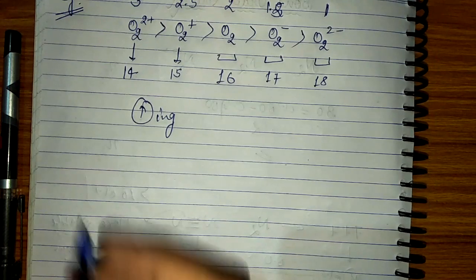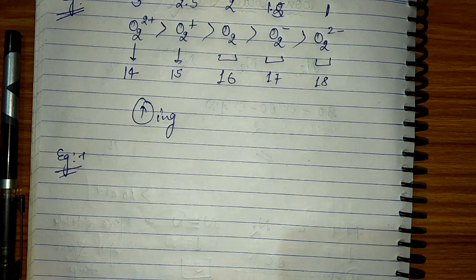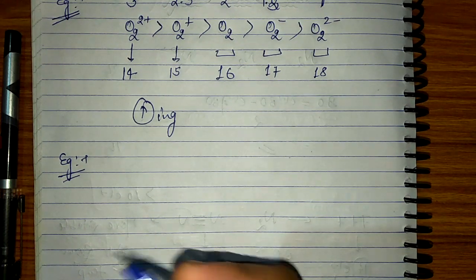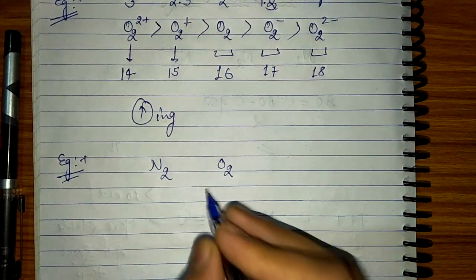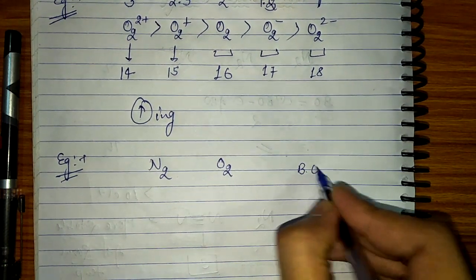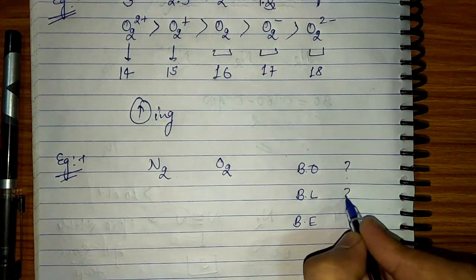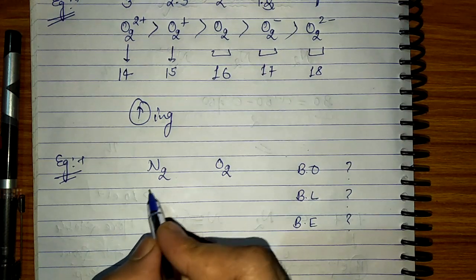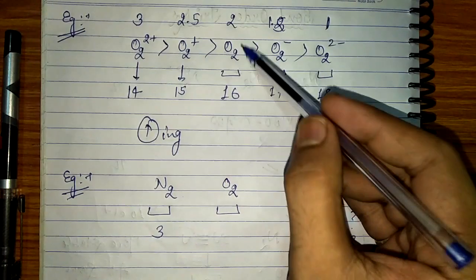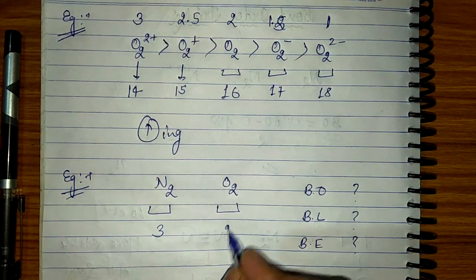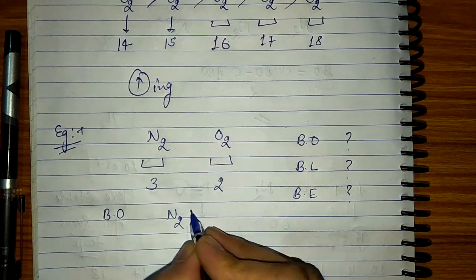Okay, let's take one more example. If you have watched my previous video, and if you haven't, please go and watch it, it is very useful for you. You'll be able to solve this question: N2 and O2. Now just tell me the order of bond order, bond length and bond energy. Here the bond order of N2 is 3. O2 has 16 electrons, so the bond order is going to be 2. So the order of bond order is N2 is greater than O2.